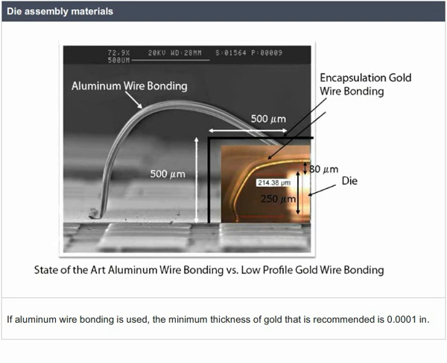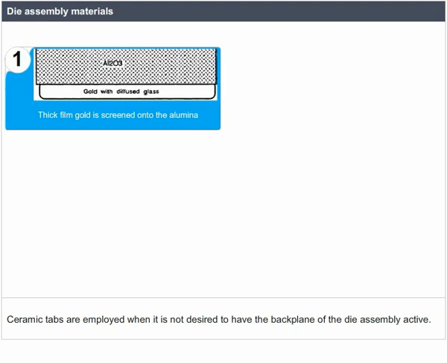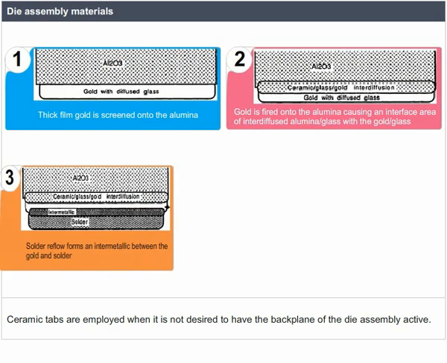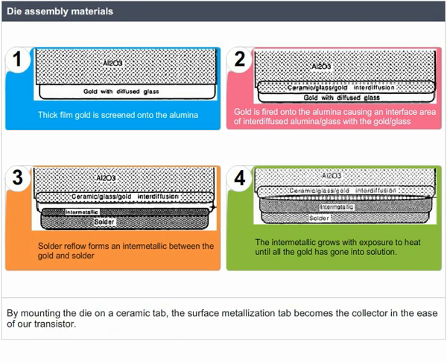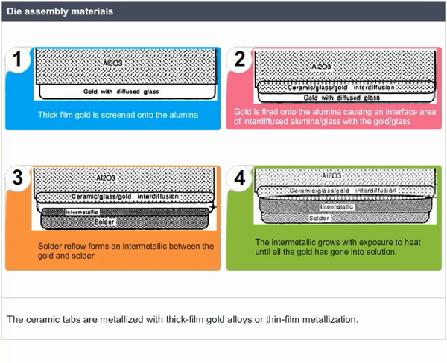If aluminum wire bonding is used, the minimum thickness of gold that is recommended is 0.0001 inch. Ceramic tabs are employed when it is not desired to have the backplane of the die assembly active. By mounting the die on a ceramic tab, the surface metallization on the tab becomes the collector, in the case of our transistor. The ceramic tabs are metallized with thick film gold alloys or thin film metallization.